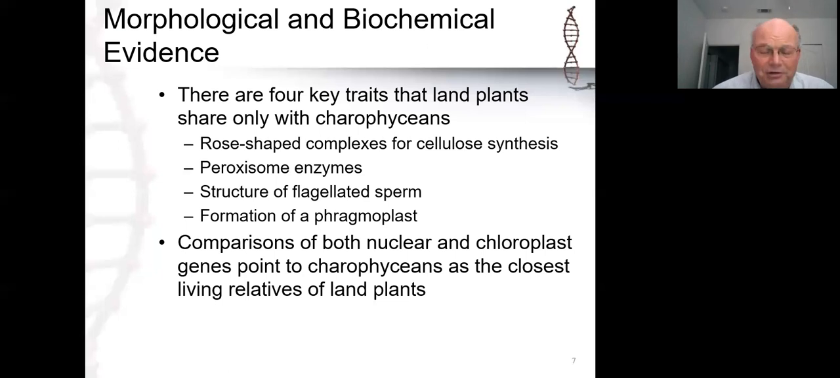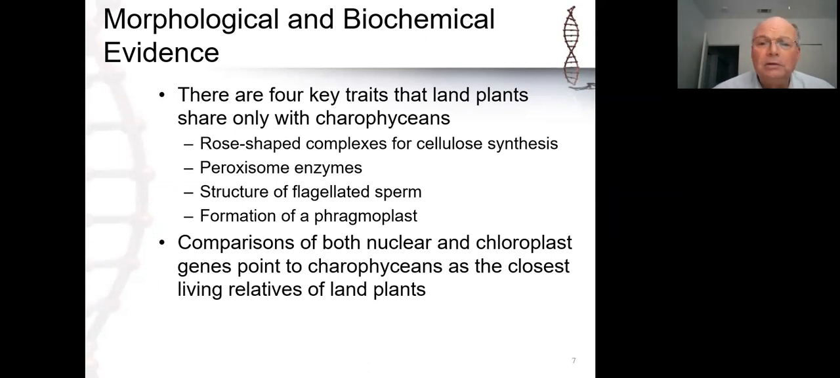The formation of that structure, known as a phragmoplast, and the supporting structure that guides the formation of the cell plate, again referred to as a phragmoplast, is uniquely found in all members of the plant kingdom and in the Charophyceans, nowhere else amongst the algae. So these 4 structural features strongly link the Charophyceans to kingdom Plantae as the closest living relatives.